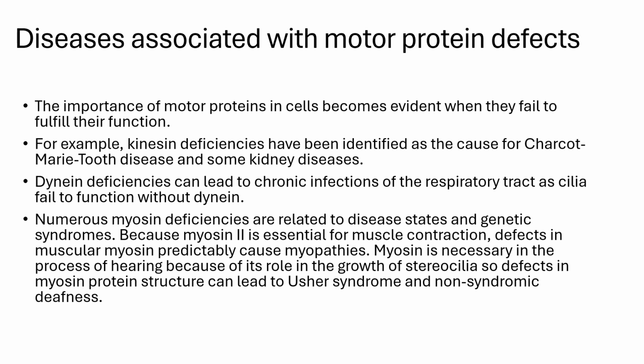Numerous myosin deficiencies are related to disease states and genetic syndromes, because myosin 2 is essential for muscle contraction. Defects in muscular myosin predictably cause myopathies. Myosin is necessary in the process of hearing because of its role in the growth of stereocilia. So defects in myosin protein structure can lead to Usher syndrome and non-syndromic deafness. Right, so myosin deficiencies are related to disease states and genetic syndromes.